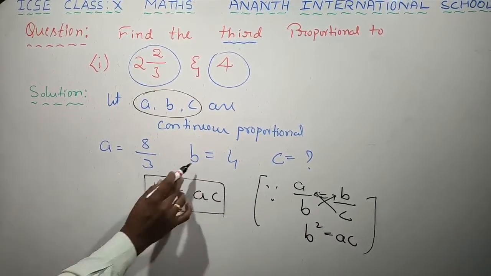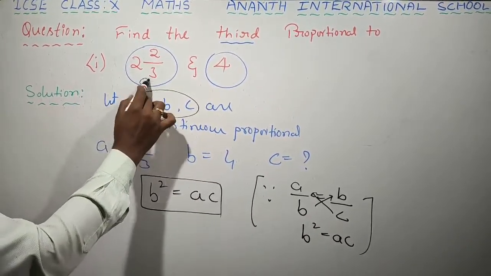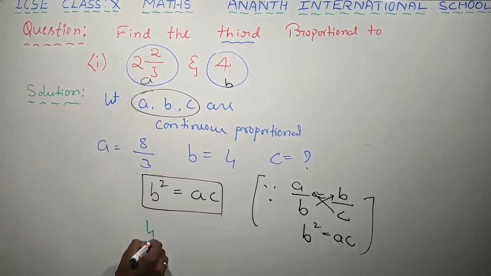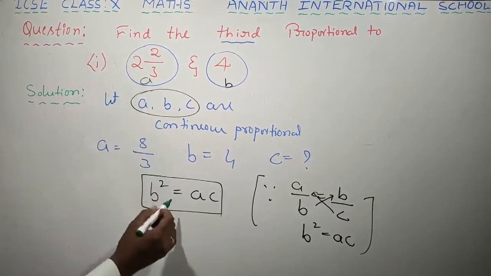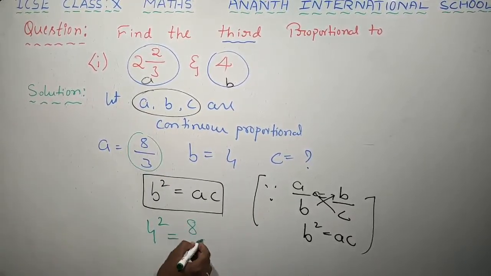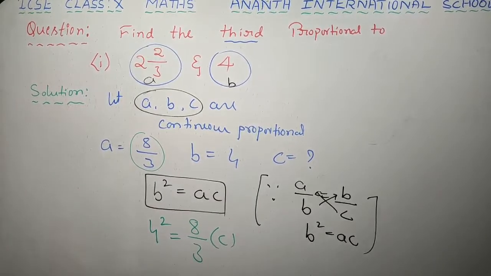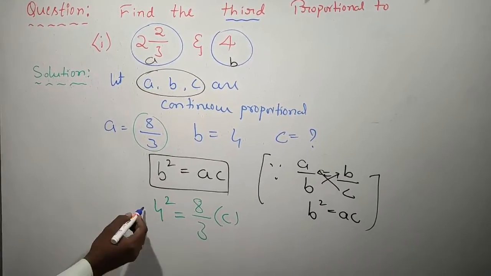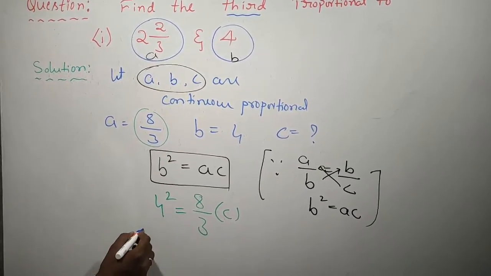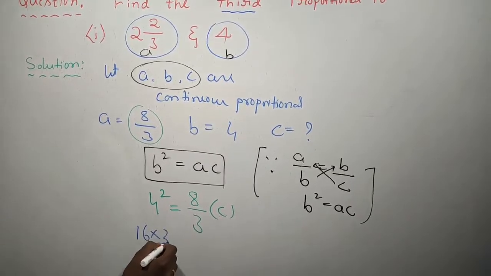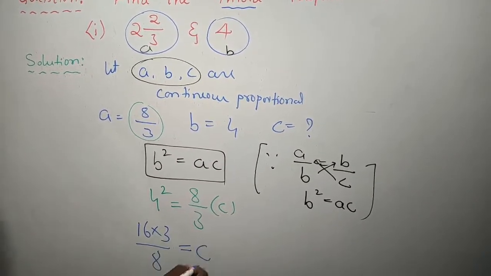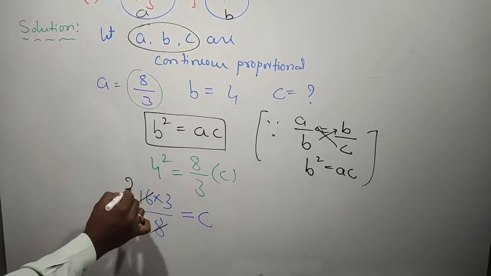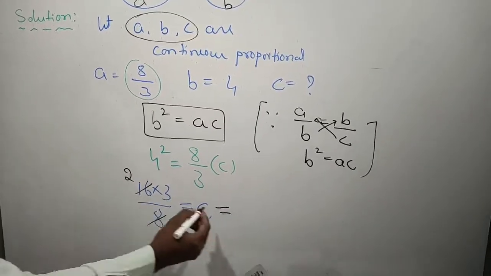Next, what is the B value in the given terms? This is the A value, this is the B value children. I will substitute the values. What is there? 4 square is equal to the A value, I wrote already, 8 divided by 3, into C as it is children. Now I want C, so doing the cross multiplication, what happened? 3 goes to the numerator of the left side. 4 square means 4 4s are 16, into 3 divided by 8 is equal to C children. Simplification, 8 and 16 are divisible by 8. 8 1s are 8, 8 2s are 16. Finally C is equal to 3 2s are 6.